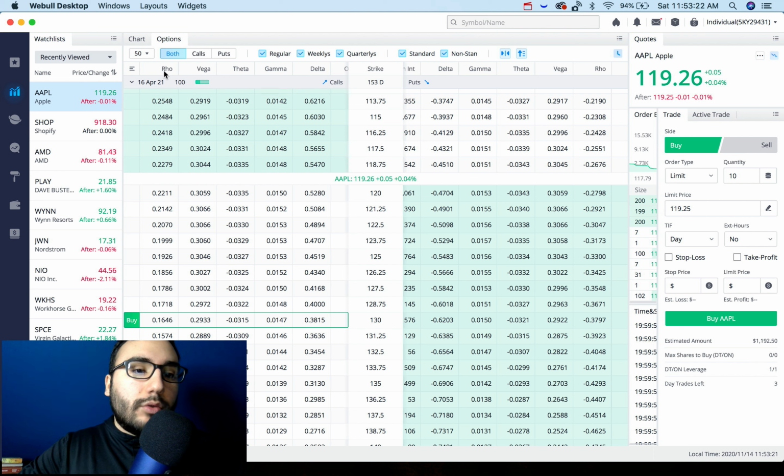But there's another one called Rho, which deals with interest rates, and I don't really use this one too much, but it's still one worth looking at. Rho is the rate at which the options price, the price of the derivative, changes relative to a change in the risk-free rate of interest, right? So it really just deals with how interest rates are fluctuating and how that is going to affect the options price. But again, I don't look too much into this, and Rho also measures the sensitivity of an option or options portfolio to a change in the interest rates.